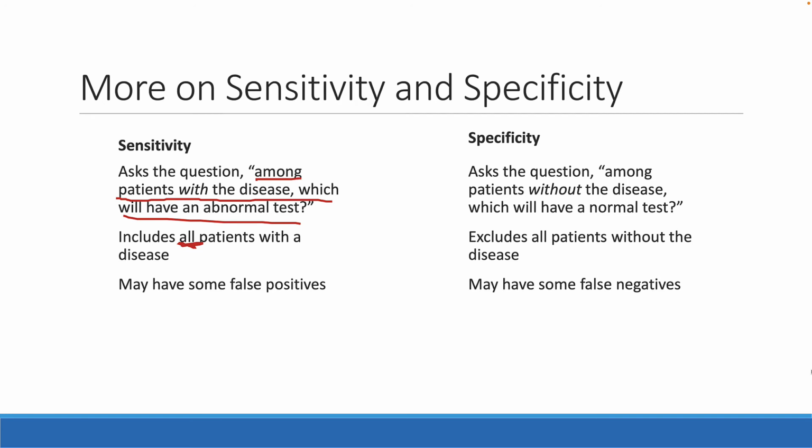All right, so let's look now at specificity. Specificity is the opposite. It asks the question, among patients without the disease, which will have a normal test? That means that we're excluding all the patients who do not have the disease. But there may be some people who test negative who actually have the disease. Those are false negatives.